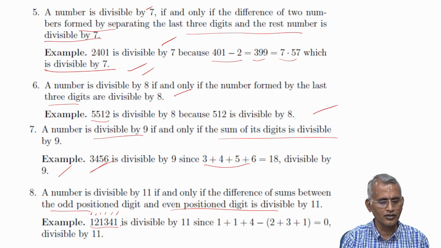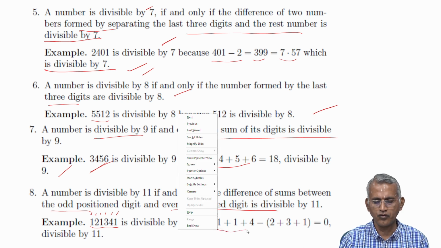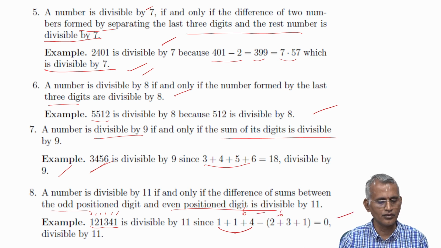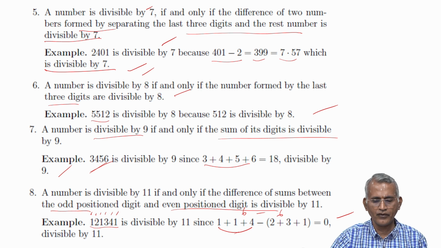So take the odd positions and the even positions. The odd position digits are 1, 1, 4, and the even position digits are 2, 3, 1. Add them, so each sum becomes 6, and 6 minus 6 is 0. If it comes out like that, then it is definitely divisible by 11.